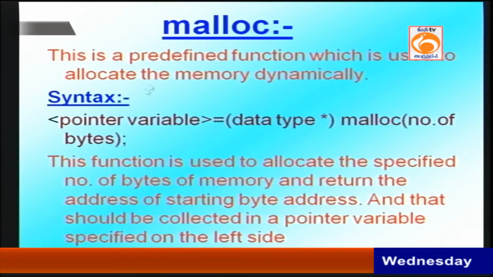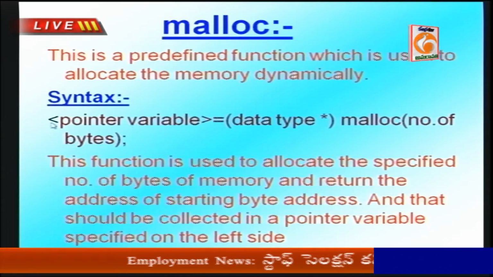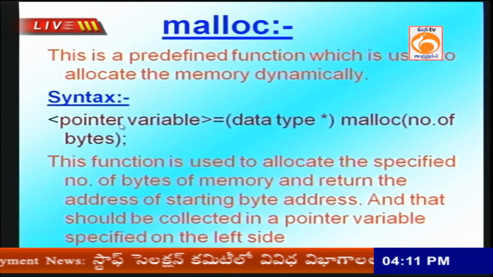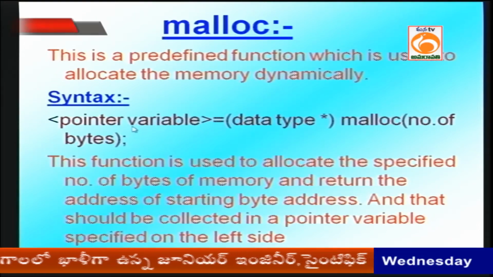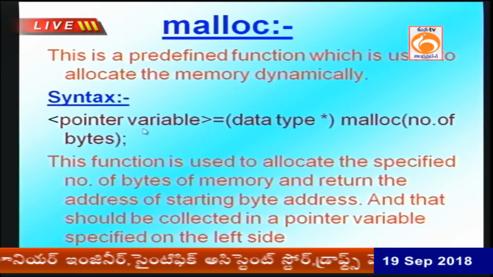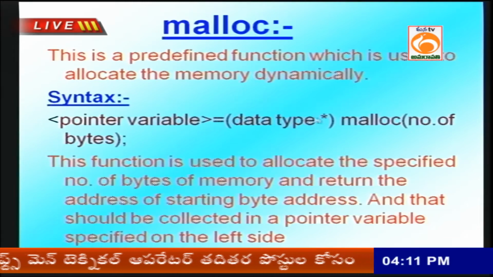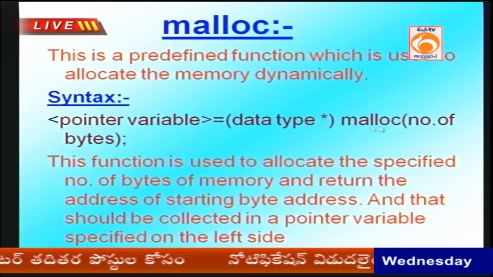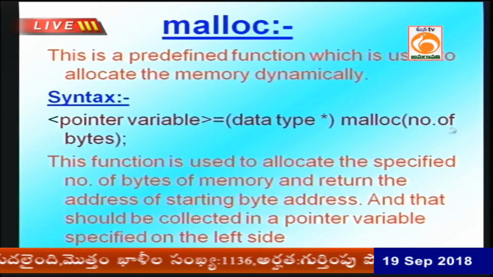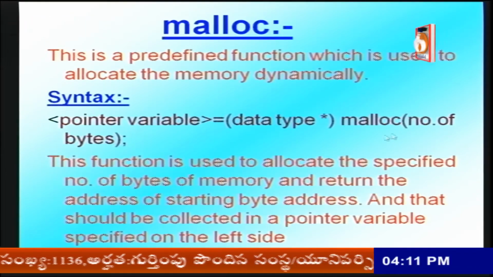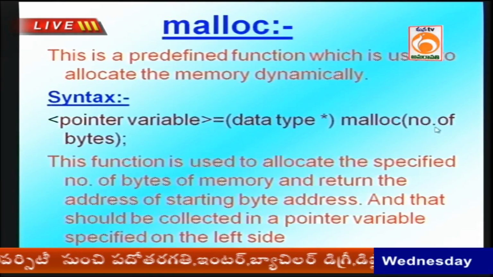How to create a malloc function? What is the syntax? First we declare the pointer variable. With a pointer only do we declare the malloc function. Any pointer: integer, character, float, double. Data type star. I mean, what type of pointer is your variable? Data type star, then the malloc function. Inside the malloc function, the number of bytes, I mean how much memory to create, how much memory to allocate.